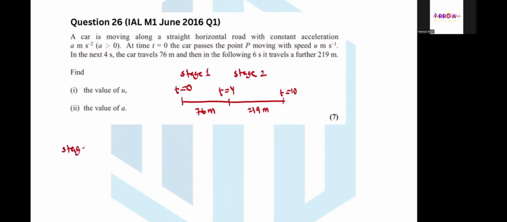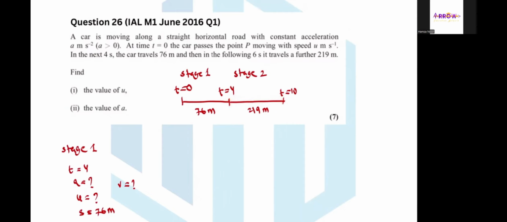First I'm talking about stage 1. What we know is that the duration is 4 seconds, acceleration is unknown, the initial velocity is u, which is also unknown, and the displacement is 76 meters. Since the car is not changing the path of motion, distance and displacement are the same, and we don't know the final velocity either. But at t equals 4, whatever the velocity expression is in terms of u, that would be the initial velocity for the next 6 seconds.